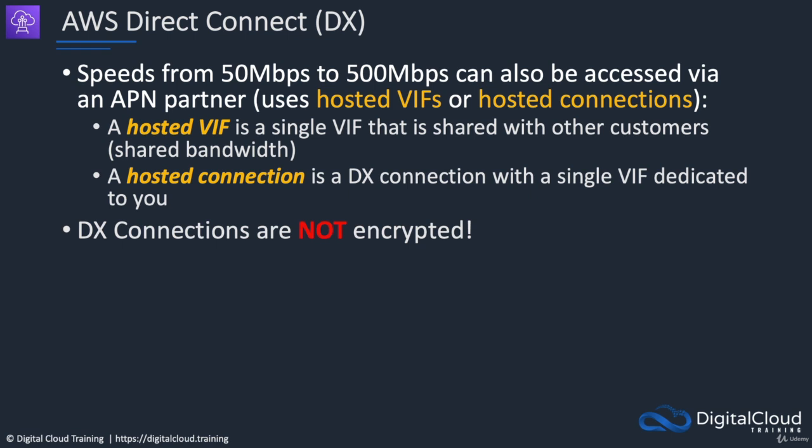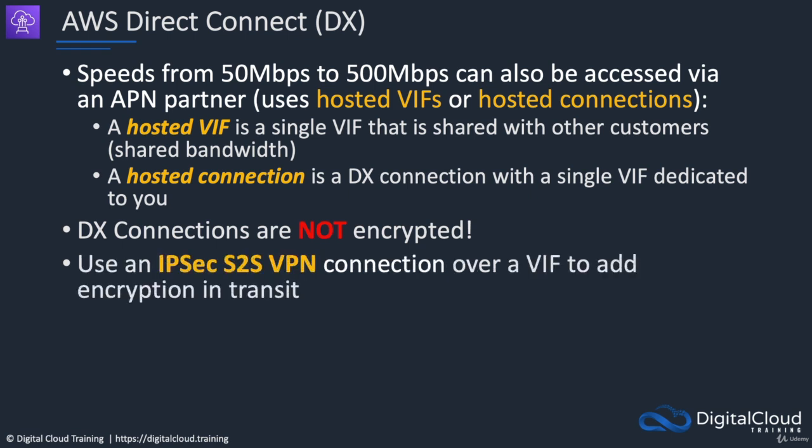Really important to note that DX connections are not encrypted. This is not an inherently secure technology. If anybody managed to get to the ports in the data center or compromise either the partner rack or even the AWS rack or your connection somewhere along the line, they could potentially sniff the data off the connection, so they could actually get access to that data. So if it's unencrypted, then that's a security risk. So you've got to understand that.